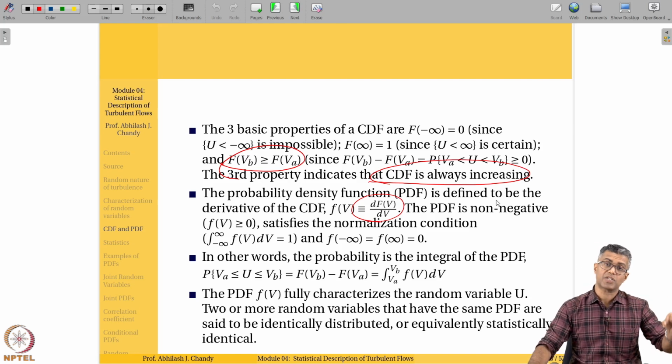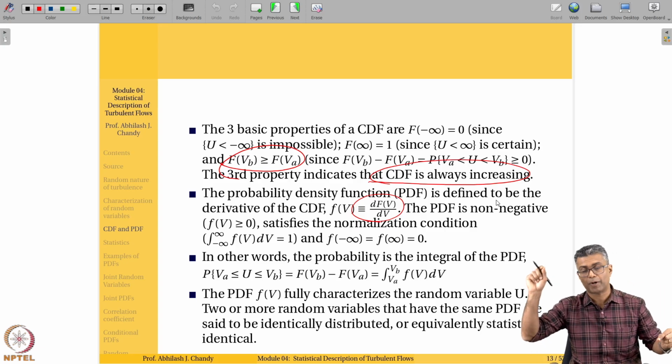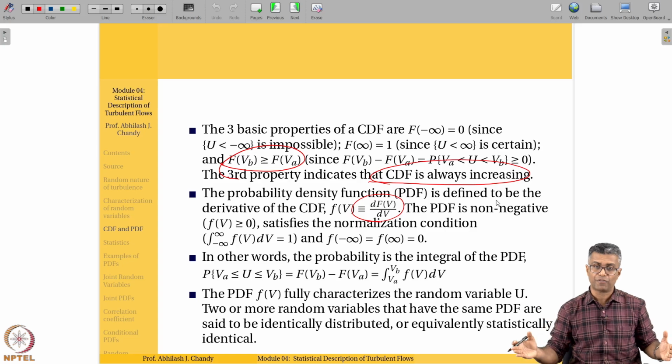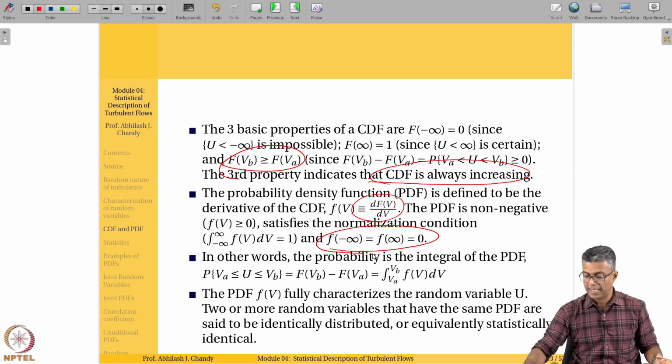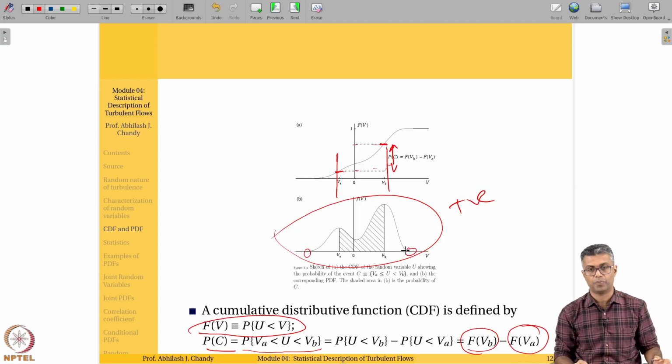Since the CDF is always starting from 0 and always ending up at 1, those are constant values, so the derivative at minus infinity and infinity is going to be 0. So the PDF always starts from 0, ends at 0. That is what you are seeing here as well. It always starts from 0, ends at 0.